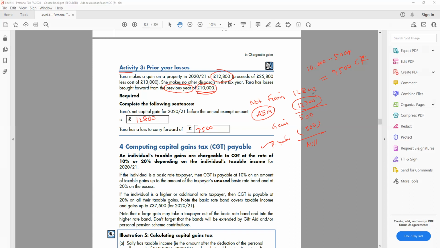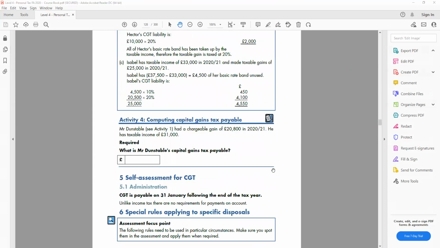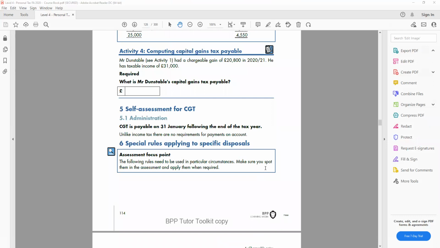All right, so let's have a look. Let's move to the next one to see how to calculate the tax on that. So the first one, activity 4, it says computing capital gain tax payable. Let's see how we can calculate the capital gain tax.